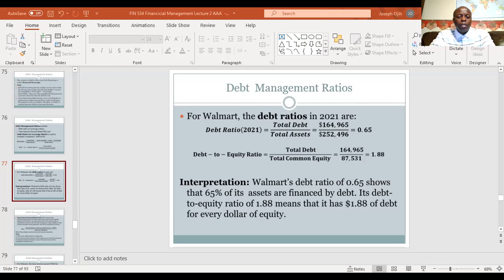Okay. Now total common equity. For Walmart, we can get that from the balance sheet here. Total common equity. Now look at equity here, common stock right here.